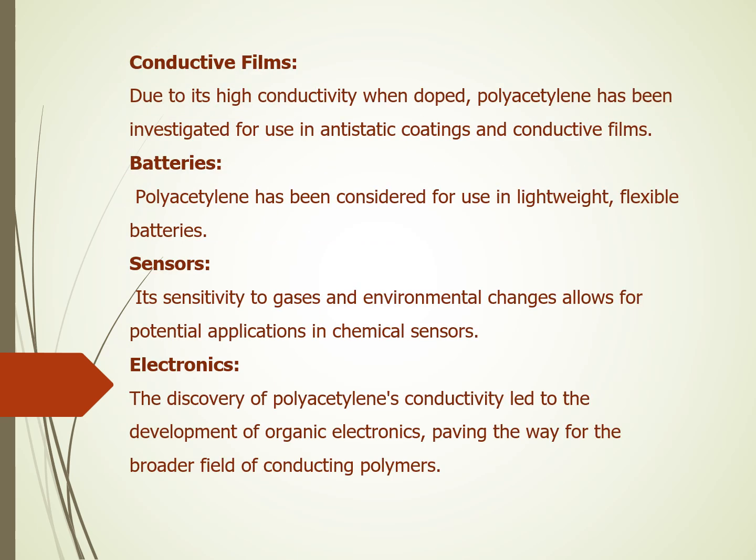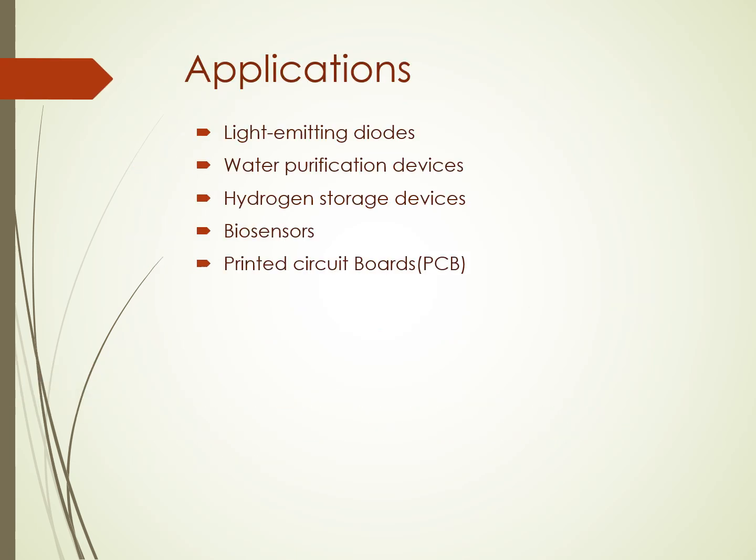Then it forms a conductive film. It is used in battery technologies, in sensors, and in the electronic industries, being a conducting polymer. In short, light emitting diodes are prepared with it. Water purification devices are prepared with this. Hydrogen storage devices, biosensors and printed circuit boards, in all these polyacetylene is used.